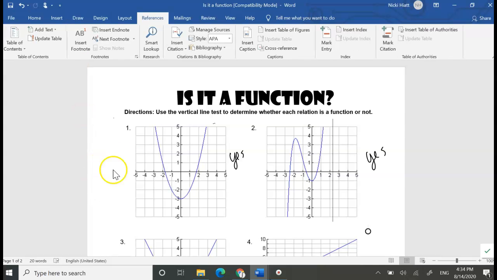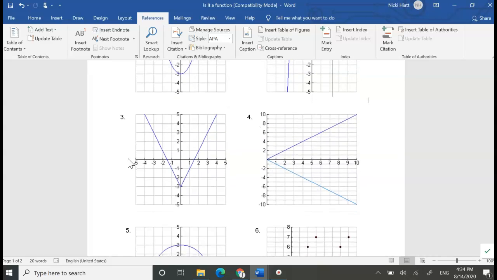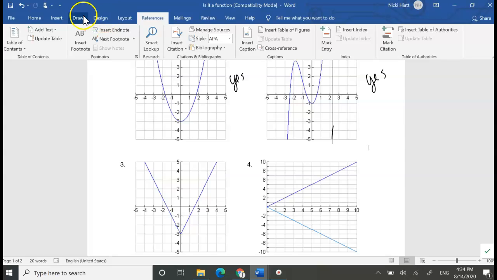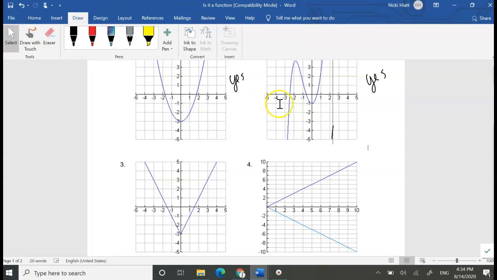Okay, let's scroll down here and look at these next ones. Number 3, if you pass a vertical line through this graph, let me grab it. It's not going to come with me very well because I'm not doing this correctly. This is easier whenever it's in person. Alright, we're going to pass that vertical line through only once everywhere. So number 3 is a yes.